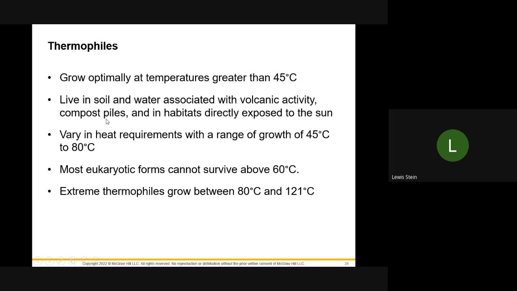Compost piles, which a lot of people have. Direct sunlight, vary in range. Most forms of eukarya can't survive above that. That's pretty high. Okay. When you're getting to 60, now you're getting right around the level of pasteurization, about 140 degrees Fahrenheit. And then you have the extreme, what they call hyperthermophiles, which is another category you don't have to know. Those are the ones, volcanic caldera, that type of stuff, really where it's super hot, and they just don't live very well.